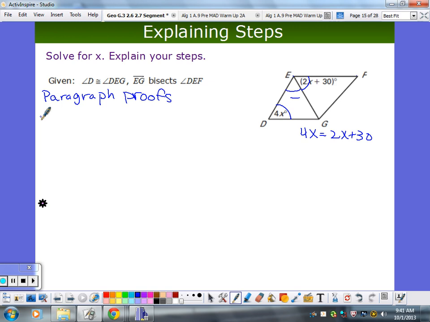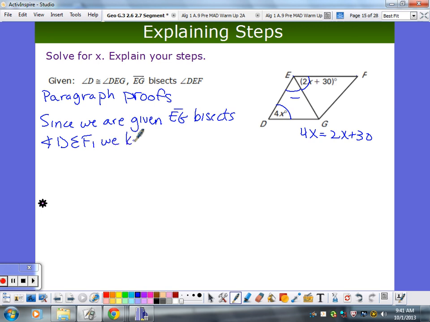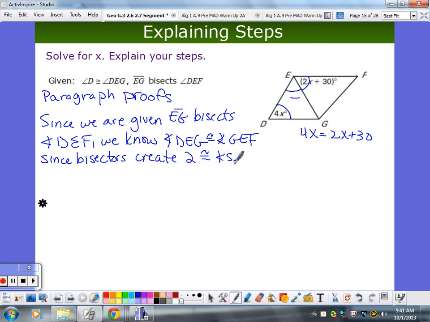One way, let's see, since we are given that EG bisects angle DEF, we know that angle DEG is congruent to angle EFG, or GEF, since bisectors create two congruent angles. Okay, so I'm explaining every single thing so carefully.